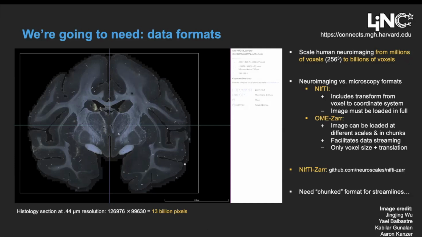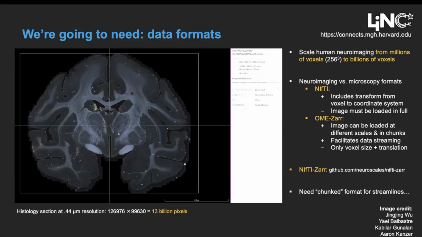So the neuroimaging formats that we know and love, like Nifty, they have a lot of great features. So Nifty, for example, includes the transform from the voxel to the world coordinate system, which is so important, particularly when you're combining different data sets and for visualization. However, typically it's used in use cases where the image can be loaded in full in memory. The microscopy community, on the other hand, has been developing techniques to deal with these huge data sets where you cannot load the whole image all at once.